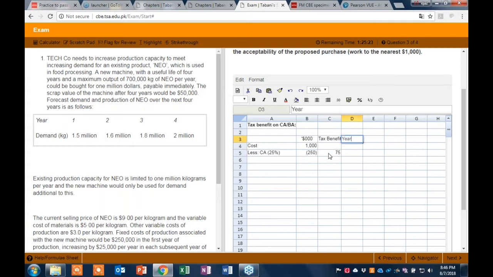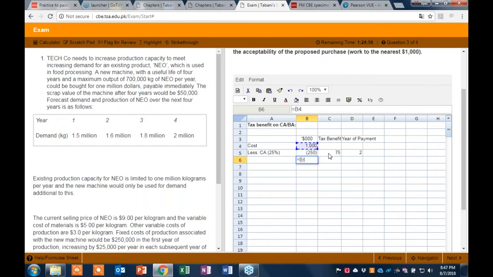But because of the tax being paid in arrears, the year of payment will be year two. So we'll show this tax benefit in the year two column because of arrears. Had it not been in arrears, we would have shown it in year one. Because of arrears, we have to show it in year two.